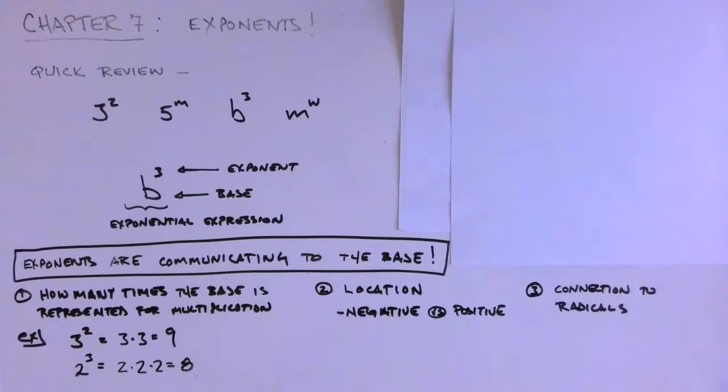The third thing that can happen is there's a connection of our exponents. There's a connection that can be made to radicals, and that's going to be later in the chapter, and that's something very few students see prior to Algebra 1, but that's what we're going to go over.